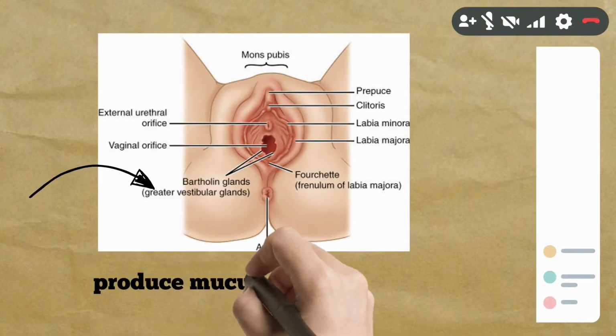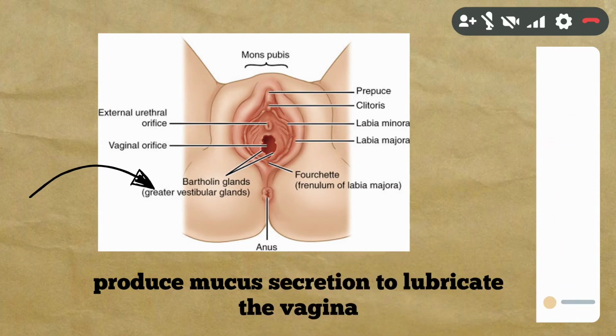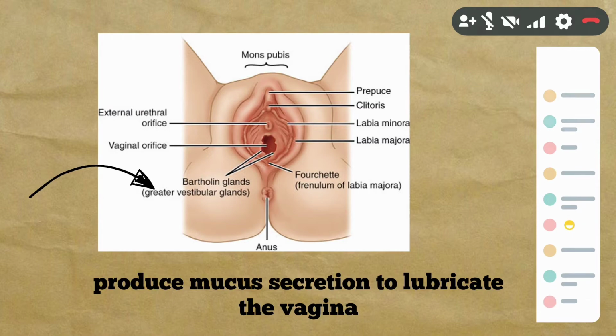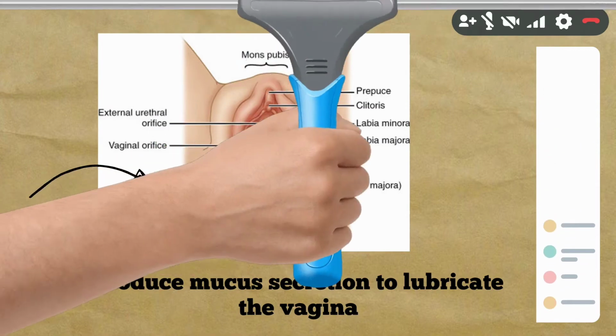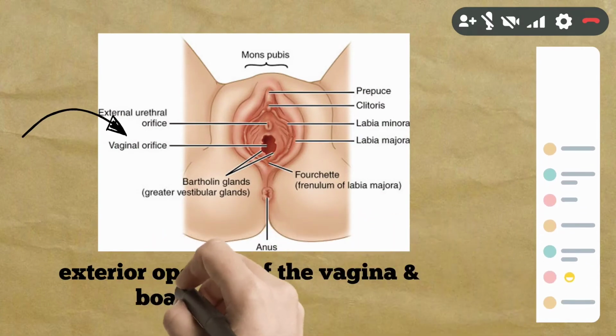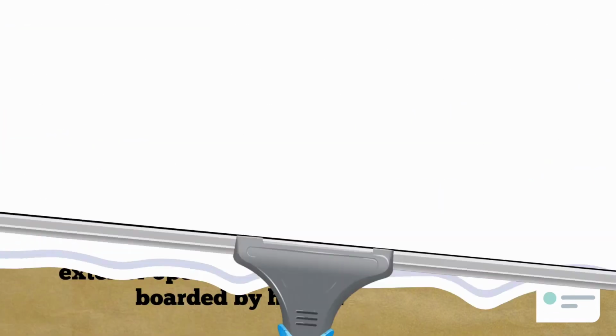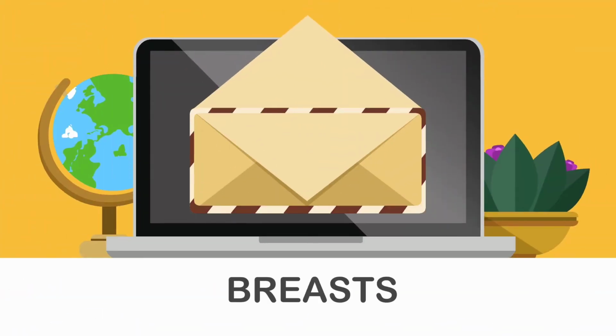Bartholin glands function to secrete a small quantity of mucus during sexual arousal and intercourse that adds to cervical mucus and provides lubrication. It is located on either side of vaginal orifice. Vaginal orifice is the exterior opening of vagina. It occupies the greater portion of vestibule and is bordered by hymen. Next is the breast.